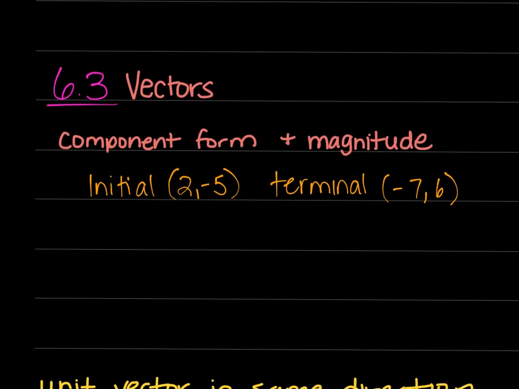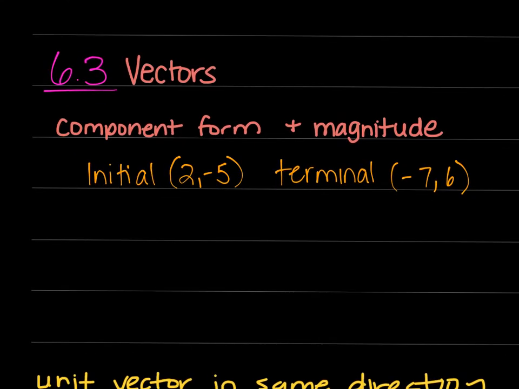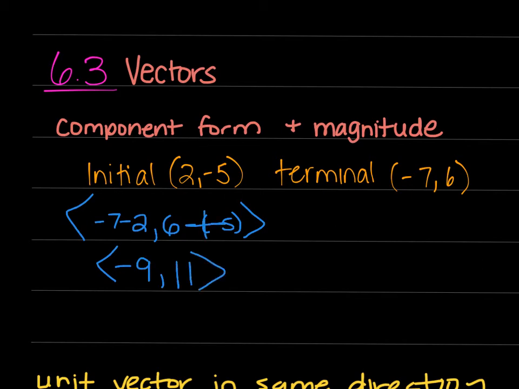6.3 was vectors. So with vectors, we started with component form and magnitude. If you remember component form, it is the x of the terminal minus the x of the original, comma, the y of the terminal minus the y of the original or the initial. So if I'm given the initial 2, -5 and terminal is -7, 6, and I want to find the component form, I would have -7 minus 2, comma, 6 minus a -5. So I get -9, and then this becomes plus, and that's 11. That's the component form of this vector.